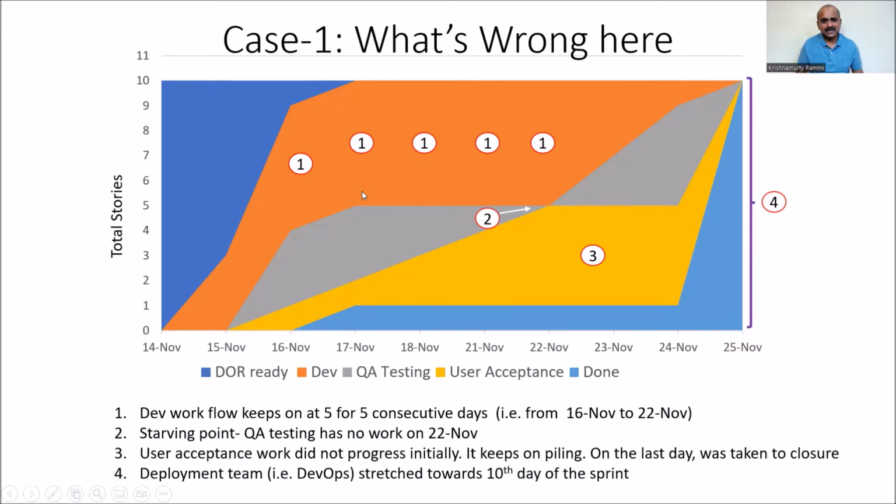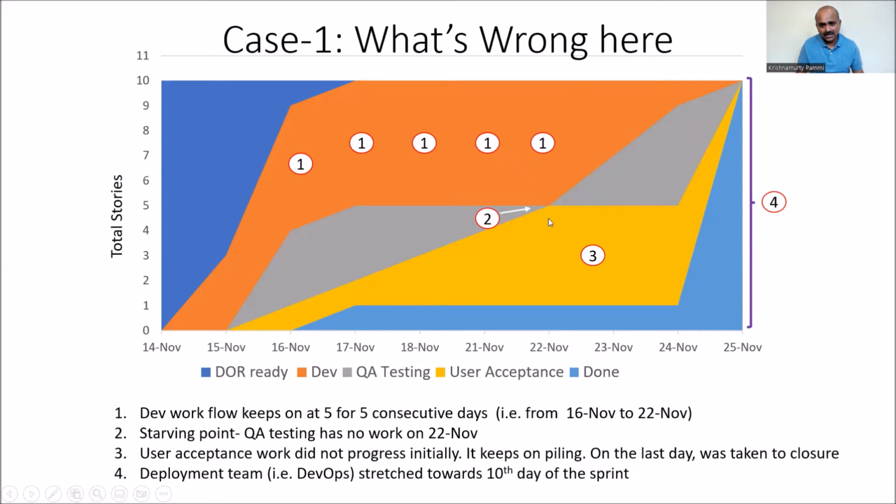The development team has to explain why 5 features continuously for 5 days, from 16th November till 22nd November, they're not able to complete. They have to give an explanation for this because they are the people here. For 5 consecutive days, the flow is stuck here.